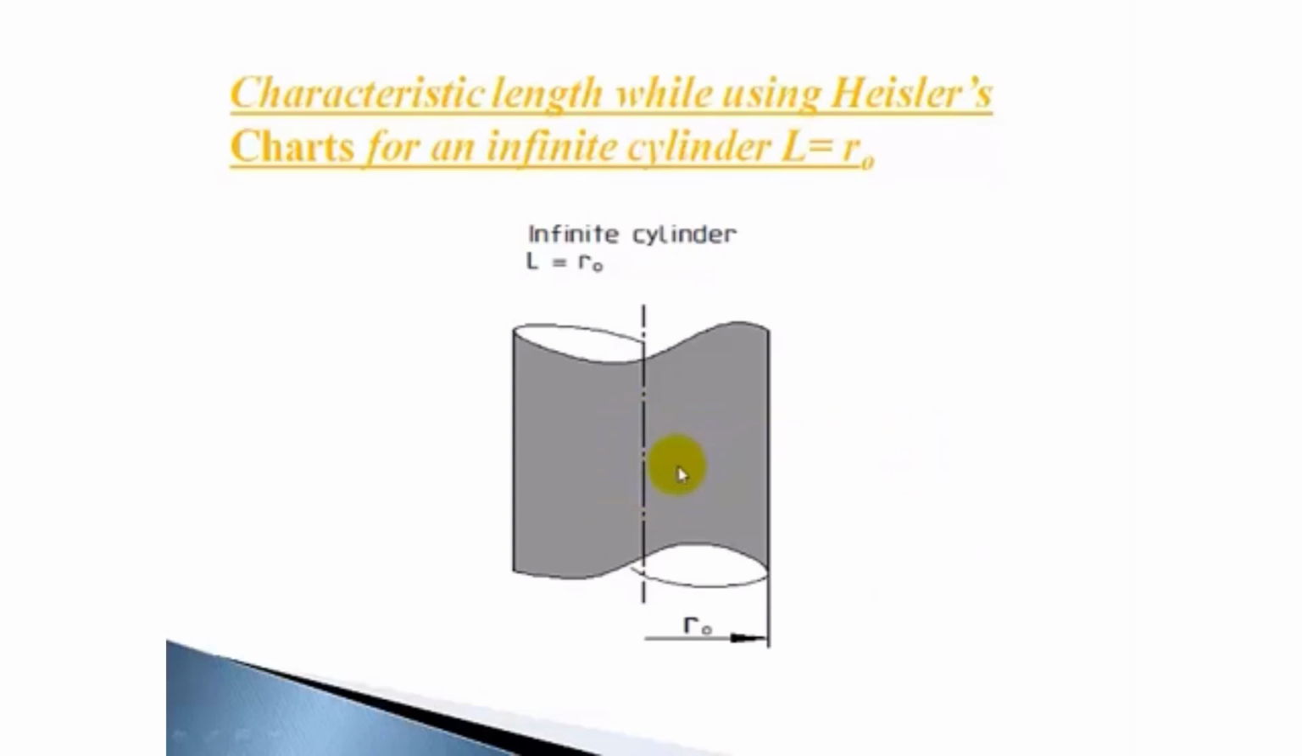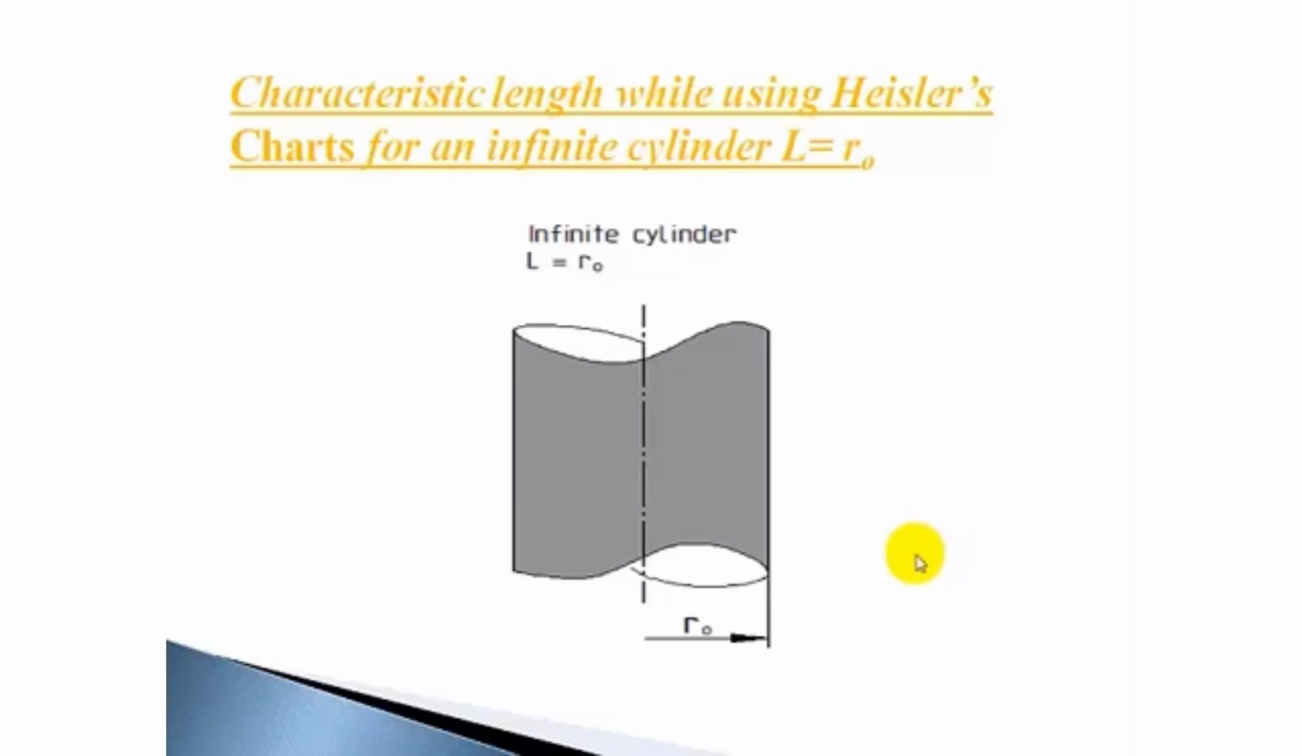Next, the second chart will give theta by theta naught, theta at the point you require. Suppose you want it at a radius r, then take the fraction r by r naught, and from the chart you can calculate the temperature difference at that particular radius. Once you get the temperature difference at that radius, you can find out the temperature at that point. So using the first chart you get theta naught, and using the second chart you can find out the temperature at a given radius. Then another chart gives the fraction of energy removed from the infinite cylinder, so you get the heat transfer from the body in the specified time period. I'll explain this with an example problem.